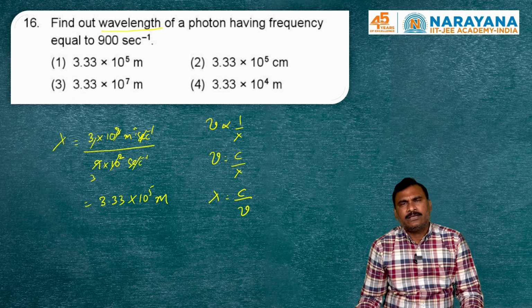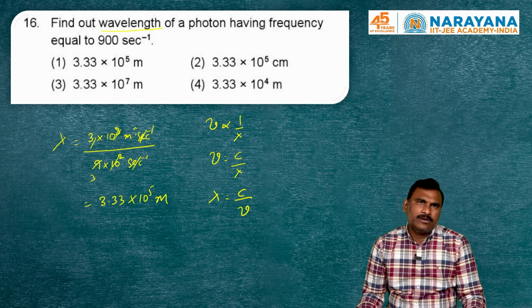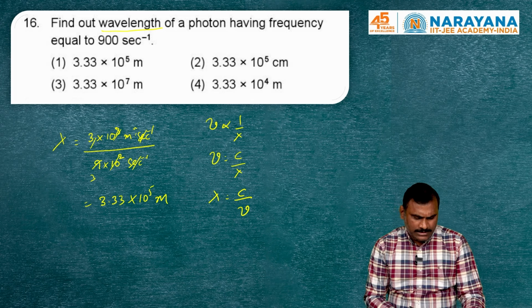Frequency is always inversely proportional to wavelength. Then nu equal to C by lambda, lambda equal to C by nu. Now let us go for the next question.